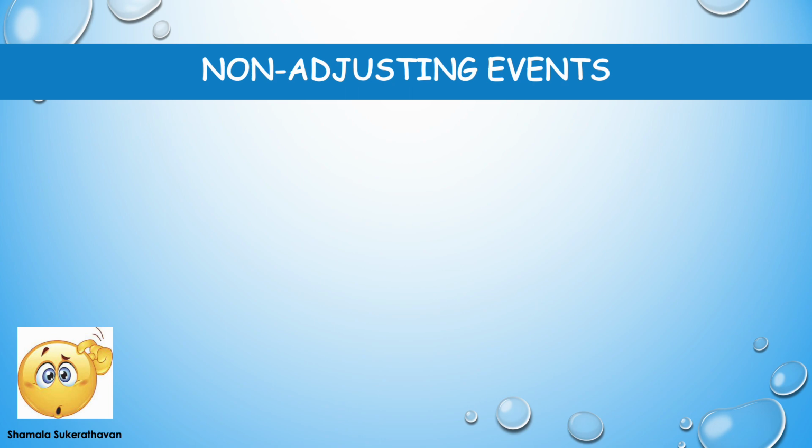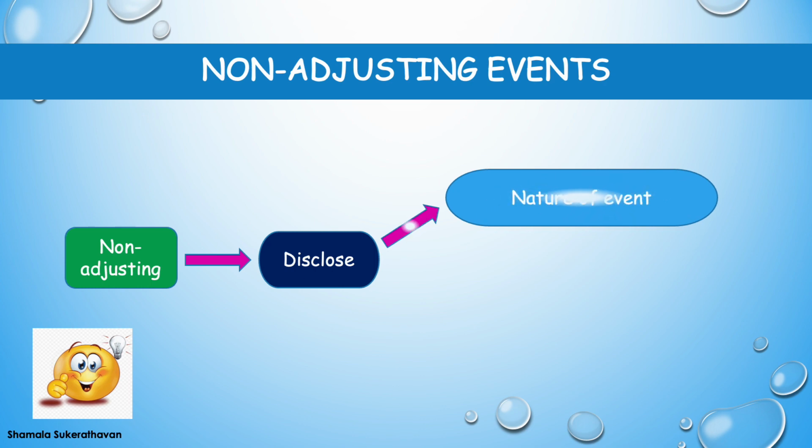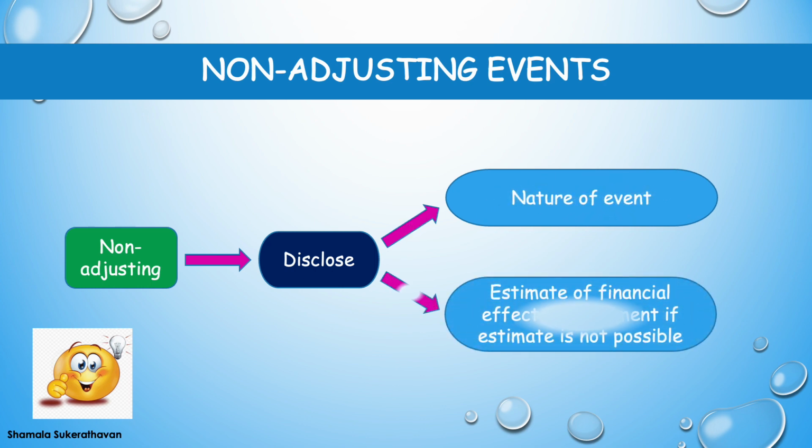So, what type of information should be disclosed in the case of non-adjusting events? IAS 10 stipulates that an entity shall disclose the following. 1. The nature of the event, and 2. An estimate of its financial effect or a statement that such an estimate cannot be made.